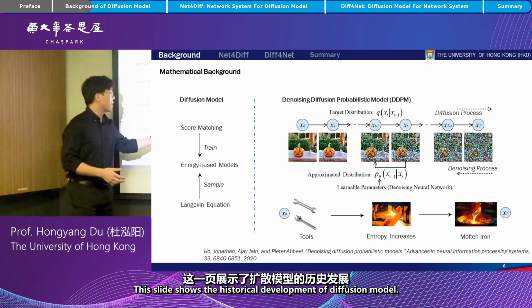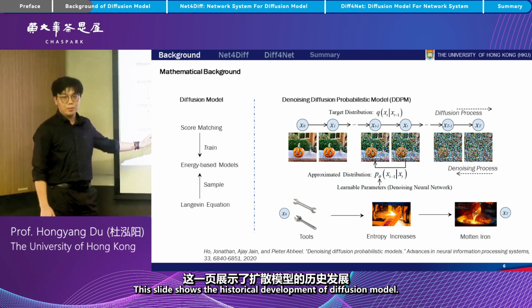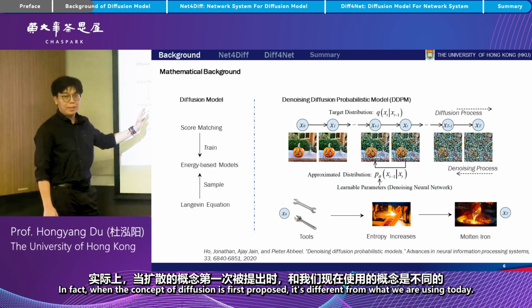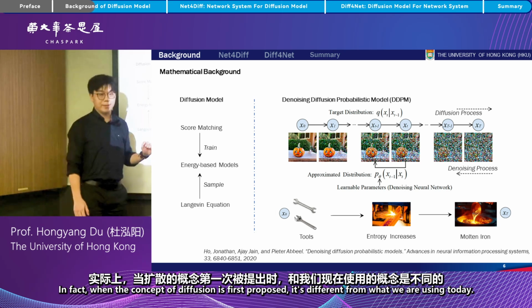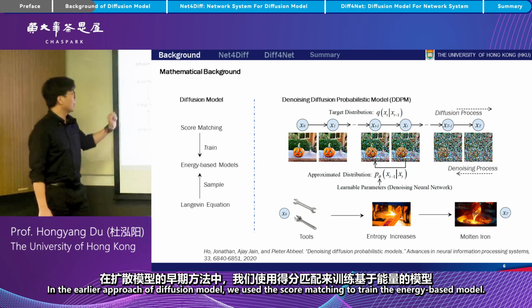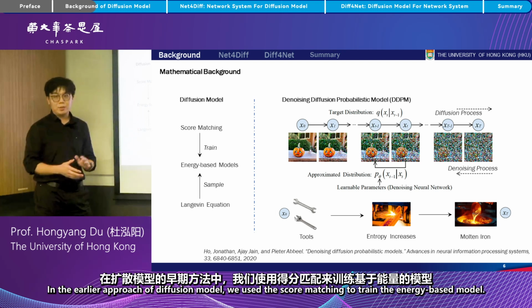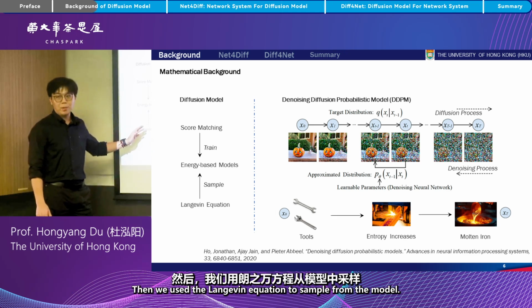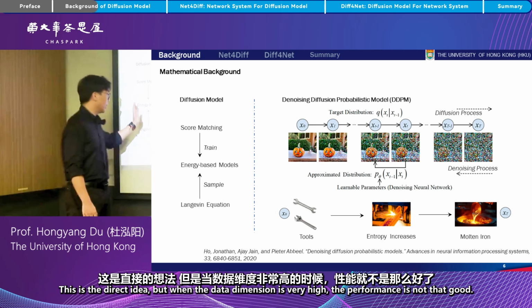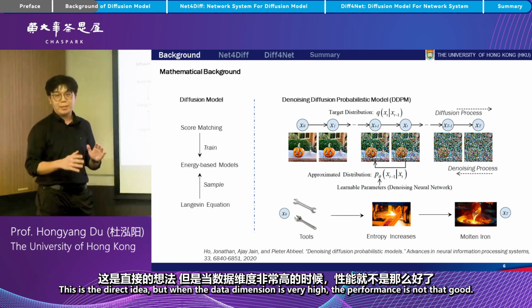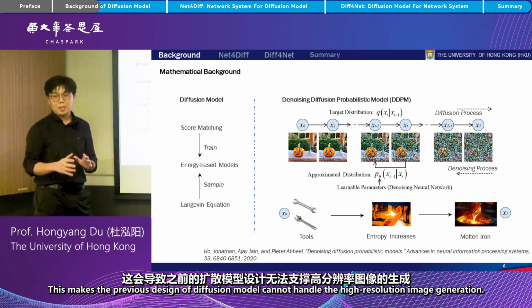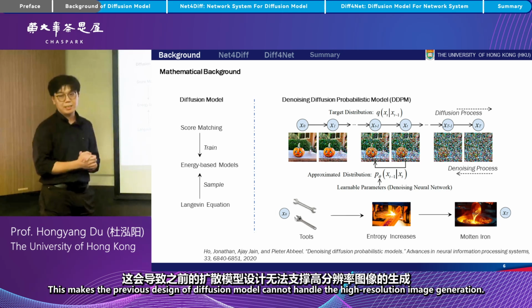This slide shows the historical development of diffusion model. In fact, when the concept of diffusion was first proposed, it was different from what we are using today. In the earlier approach of diffusion model, we used score matching to train the energy-based model. Then we used the Langevin equation to sample from the model. This is the direct idea, but when the data dimension is very high, the performance is not that good. This makes the previous design of diffusion model unable to handle high-resolution image generation.